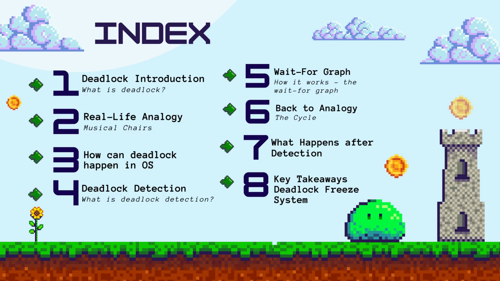Index for each page. 1. Deadlock Introduction, what is deadlock? 2. Real-life deadlock analogy, musical chair. 3. How can deadlock happen in operating system? 4. Deadlock detection, what is deadlock detection? 5. Wait for graph, how it works. 6. Back to analogy. 7. What happens after detection? 8. Key takeaways: deadlock freeze system.